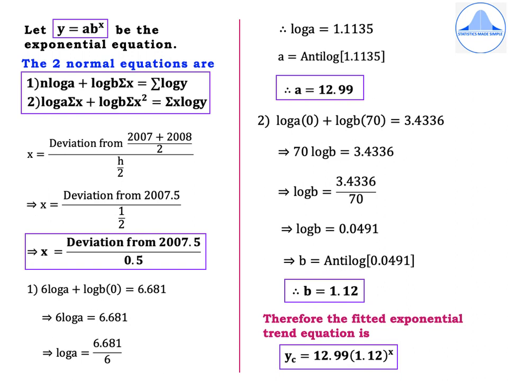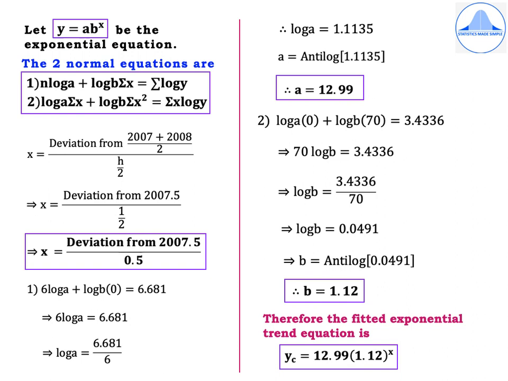Now, going back to the table, you have to calculate the log y values, which are 0.8451, then 1, 1.0792, 1.1461, 1.2304, 1.3802, which gives summation log y equal to 6.681. Now, to calculate the x values, take the first year, that is 2005, subtract it from 2007.5 divided by 0.5. So you'll get minus 5. Similarly, 2006 minus 2007.5 divided by 0.5 will give minus 3. Then you have minus 1, 1, 3, 5, which gives summation x equal to 0.